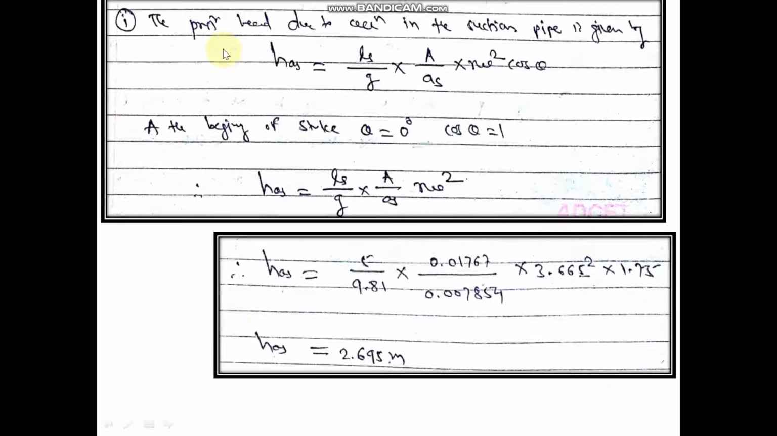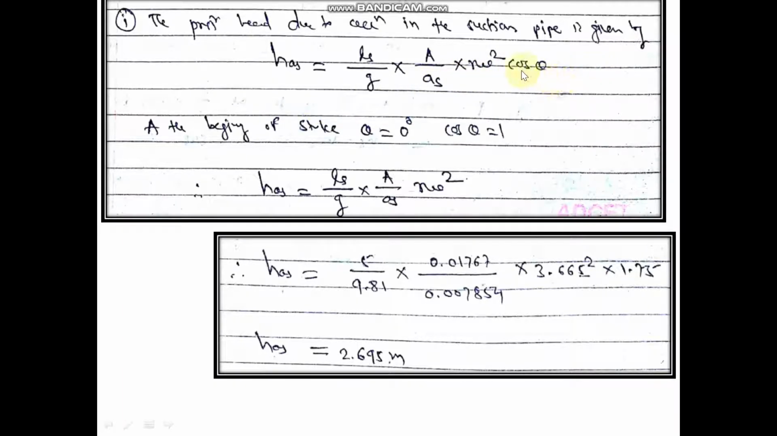Now first is the pressure head due to acceleration in the suction pipe. It can be given by a simple formula. So this formula is coming from the expression of acceleration head in the suction pipe. HAS is given by LS, length of suction pipe, by g into area of the cylinder or plunger by cross sectional area of the suction pipe into r omega square cos theta.